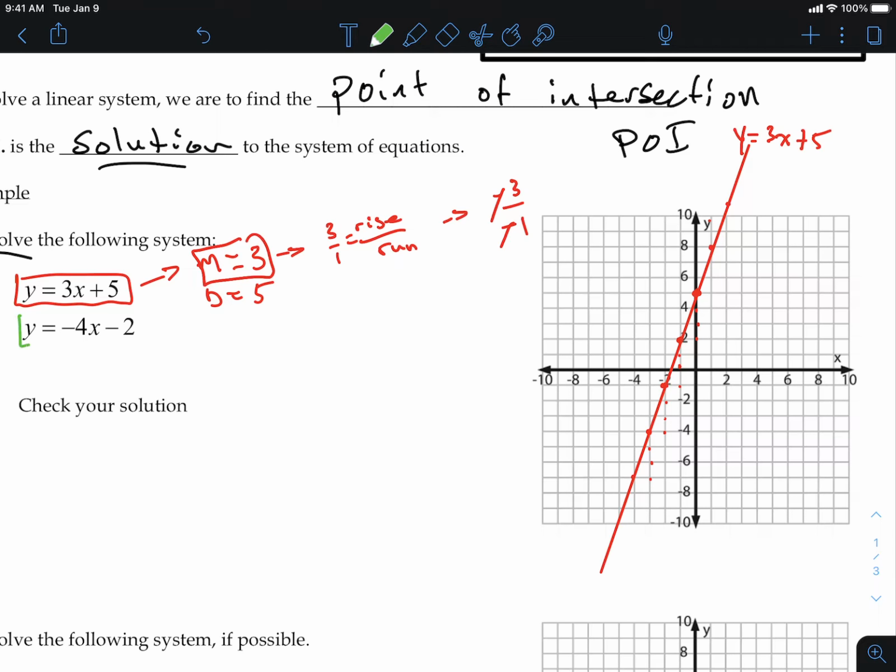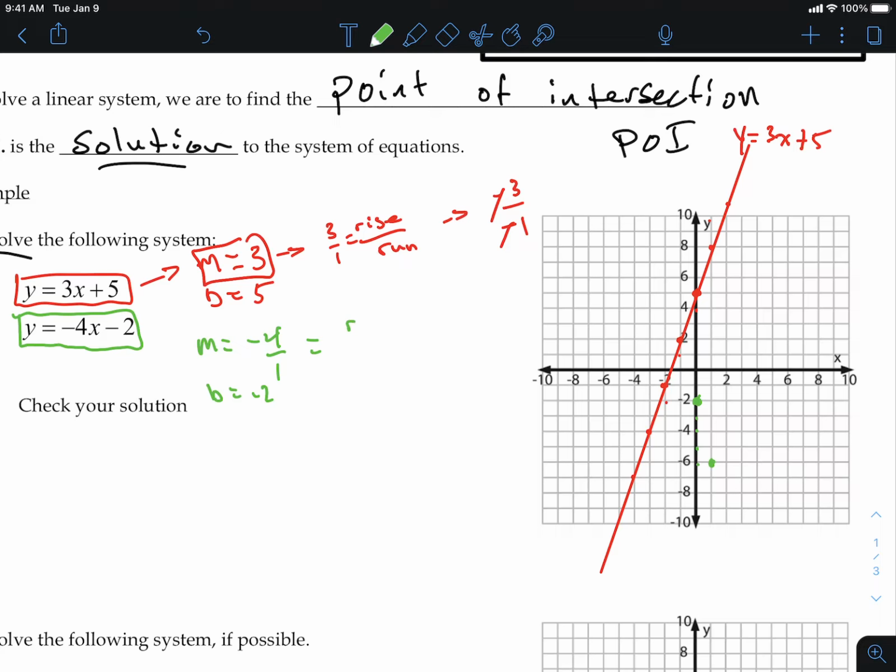Okay? And then we'll do this one in green. We go find our y-intercept for this one. So m here is going to be negative 4 over 1, and the b value is going to be negative 2. So let's go find negative 2. That's our starting point for the green line. And I'm going to go down 4. 1, 2, 3, 4. Right 1, right?